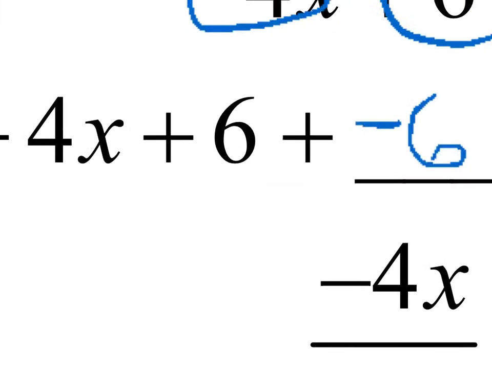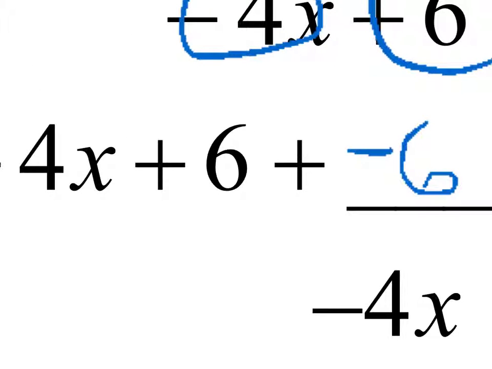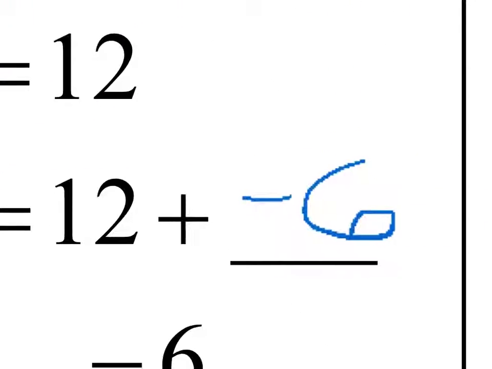So if I'm simplifying this side, I can add 6 and negative 6, which we know is 0. This would leave me with negative 4x plus 0. What is negative 4x plus 0? Kevin? Negative 4x. Yeah, it's not on the page. It's hard to see. All right.